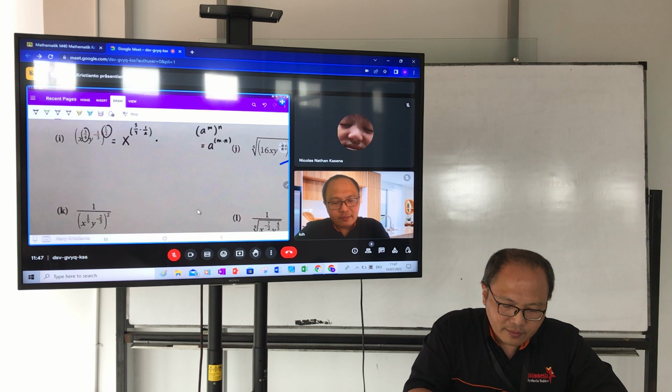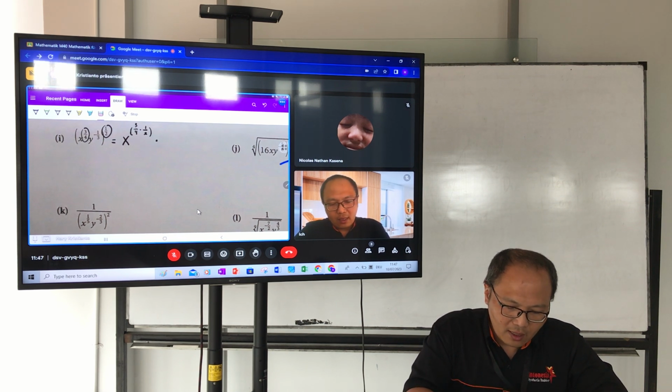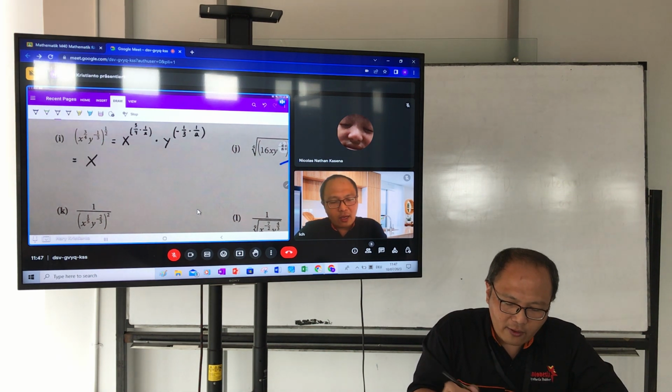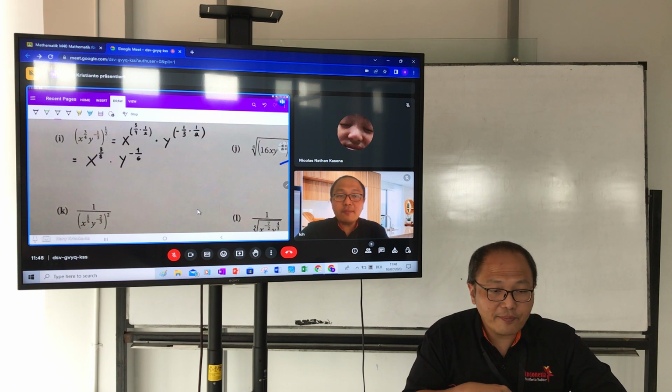Multiplied by, next one, y to the power of negative 1/3 multiplied by 1/2. So the answer will be x to the power of 3/8 times y to the power of negative 1/6. You get the same? Hopefully.